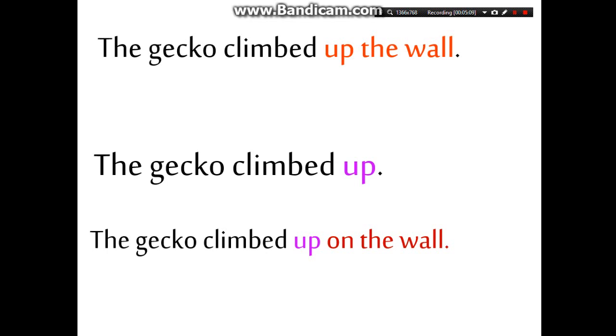I do want you to write those first two examples down. If you can add this third one, that would be great. The gecko climbed up on the wall. Up, once again, is functioning as an adverb because it doesn't have an object of the preposition. On the wall is your prepositional phrase. Wall being the object of your preposition, on being the preposition. Does that make sense? I hope.